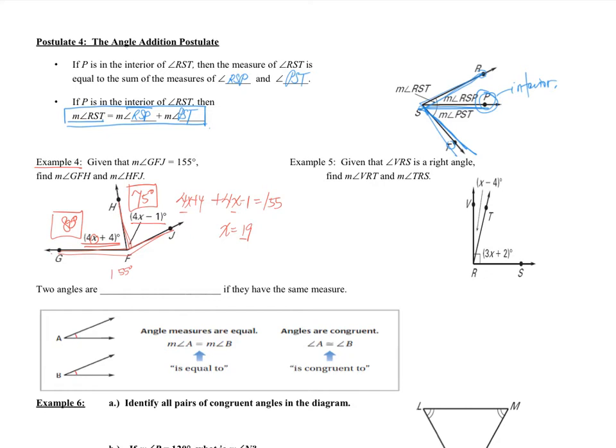Now I would like you to pause the video and try example 5 and then continue to play the video for the answers. So after you solve for x, you should get x equal to 23, and 23 minus 4 is 19 degrees, and 3 times 23 plus 2 should be 71 degrees. And 19 plus 71 should be 90 degrees.